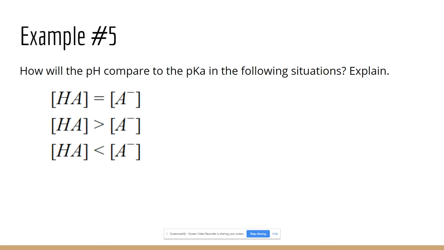So for the first one, when HA is equal to A-, the pH is going to be equal to the pKa. The reason for that is if A- over HA is equal to 1, the log of 1 is 0, so pH is just equal to pKa.